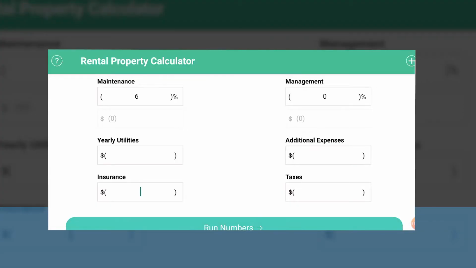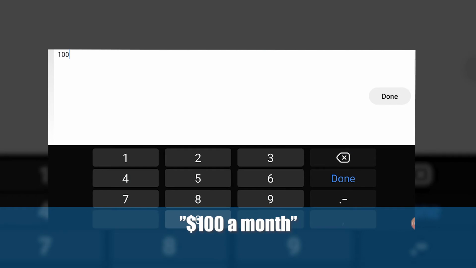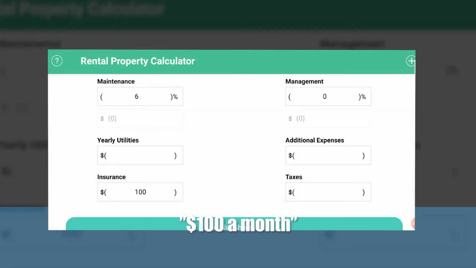So the last two things are taxes and insurance. You can get the insurance quote by just calling up an insurance agent and telling them the property you're looking at, and they can give you a super accurate quote on what the insurance is going to cost for that property. I usually estimate about $100 in my area for your average 3-bed, 2-bath house.